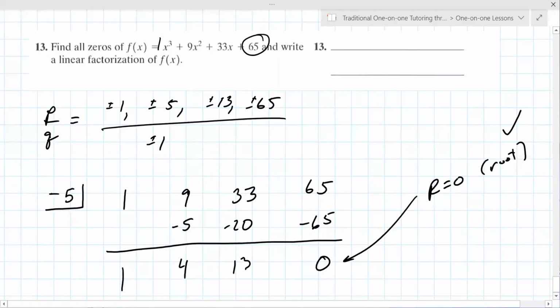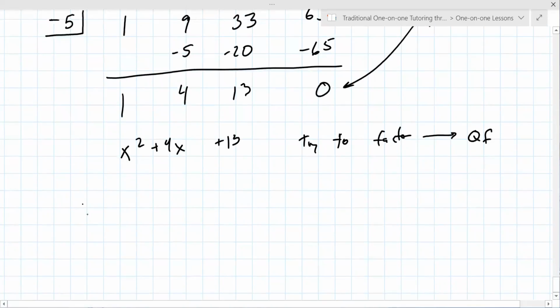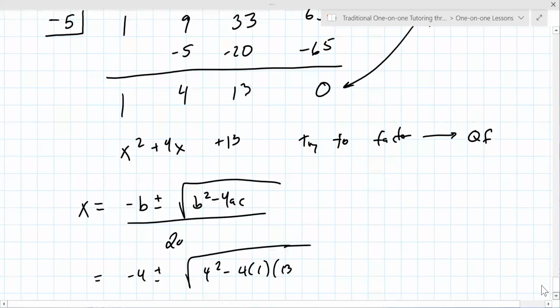Okay. And then this becomes x squared plus 4x plus 13. And you try to factor, but factoring doesn't work. So that leads to the quadratic formula. So x equals minus b plus or minus the square root of b squared minus 4ac, all over 2a. So it's -4 plus or minus the square root of 4 squared minus 4 times 1 times 13, all over 2 times 1.